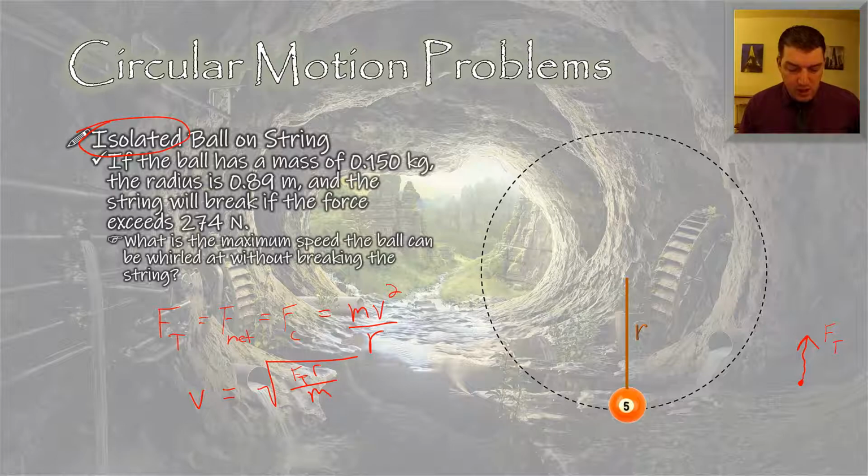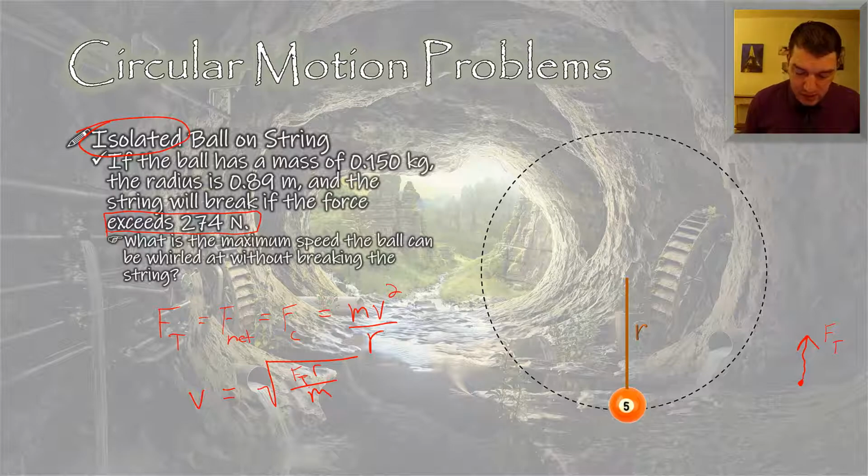You'll notice r is a constant. You'll notice m is a constant. So really what determines the velocity is the force of tension. If you had an infinite force of tension possible, if this string was unbreakable, then there would be no limit to how fast you can whirl the ball. However, we're told that if it exceeds 274 newtons, then the string will break. So what's the maximum velocity we can whirl this ball at without breaking the string?